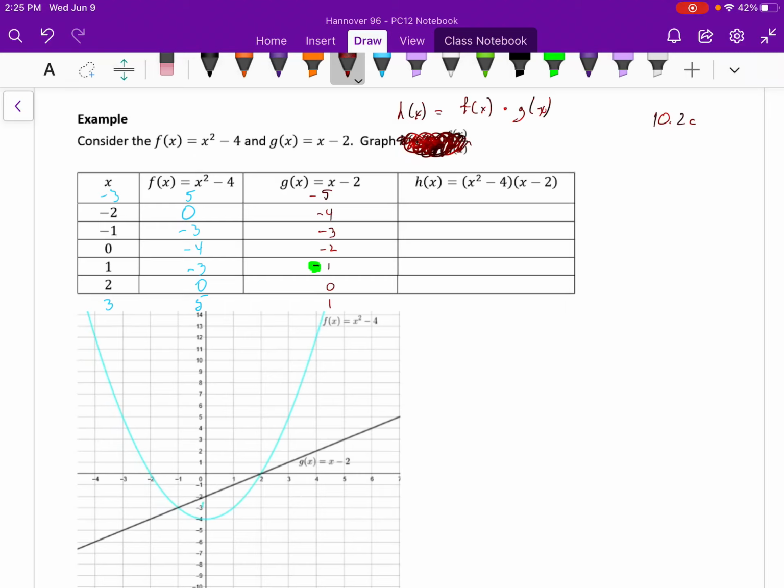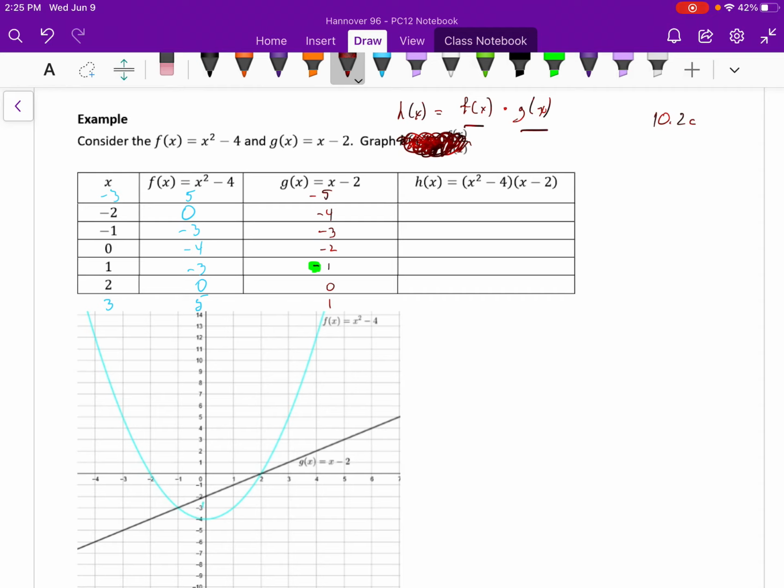Okay, so I'm going to just do the example. I'm going to change the question. I'm going to define a graph. Consider the graph f of x is equal to x squared minus 4, and g of x is equal to x minus 2. Now I'm going to graph h of x is equal to f of x times g of x.